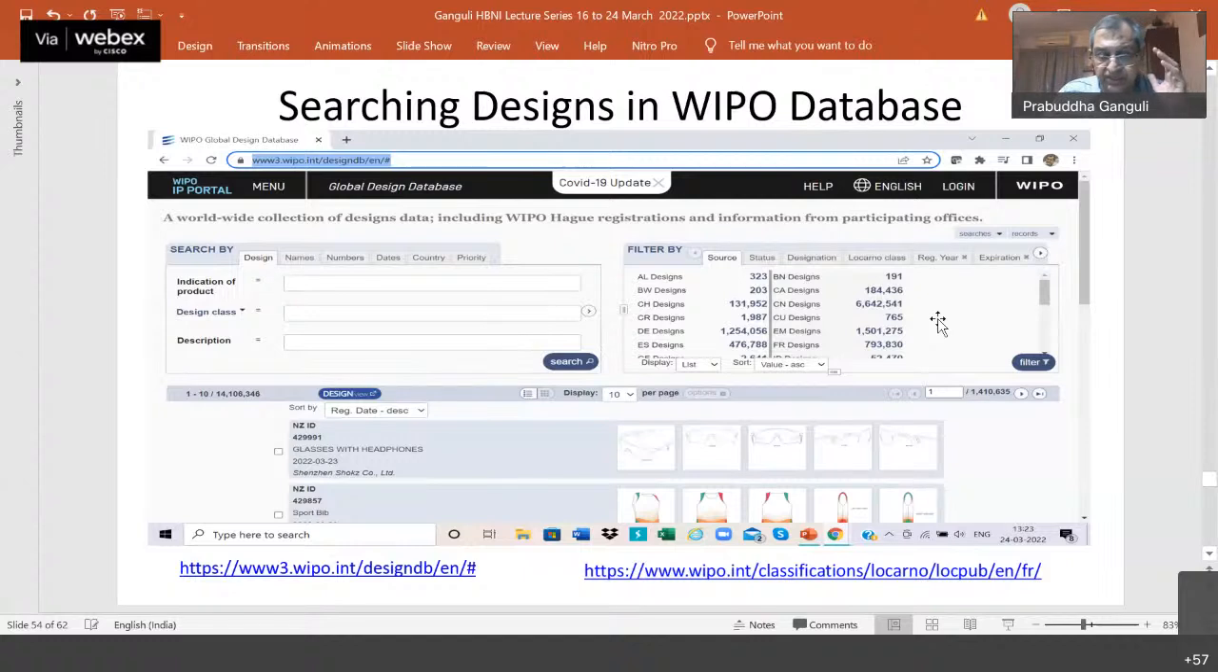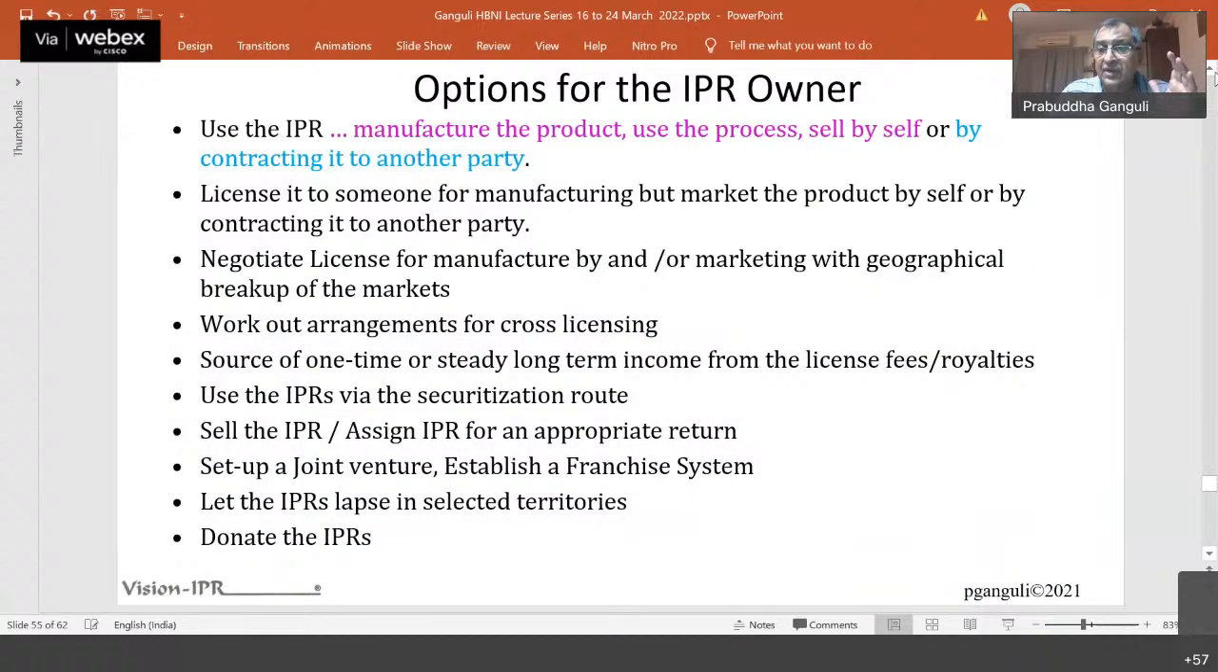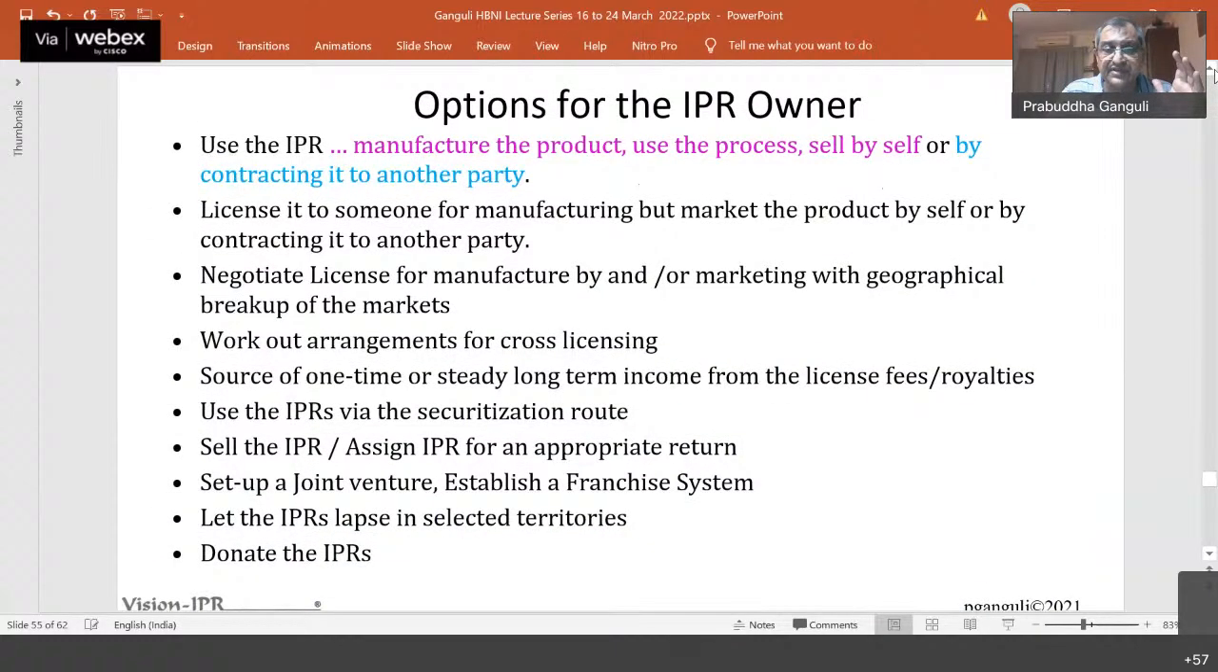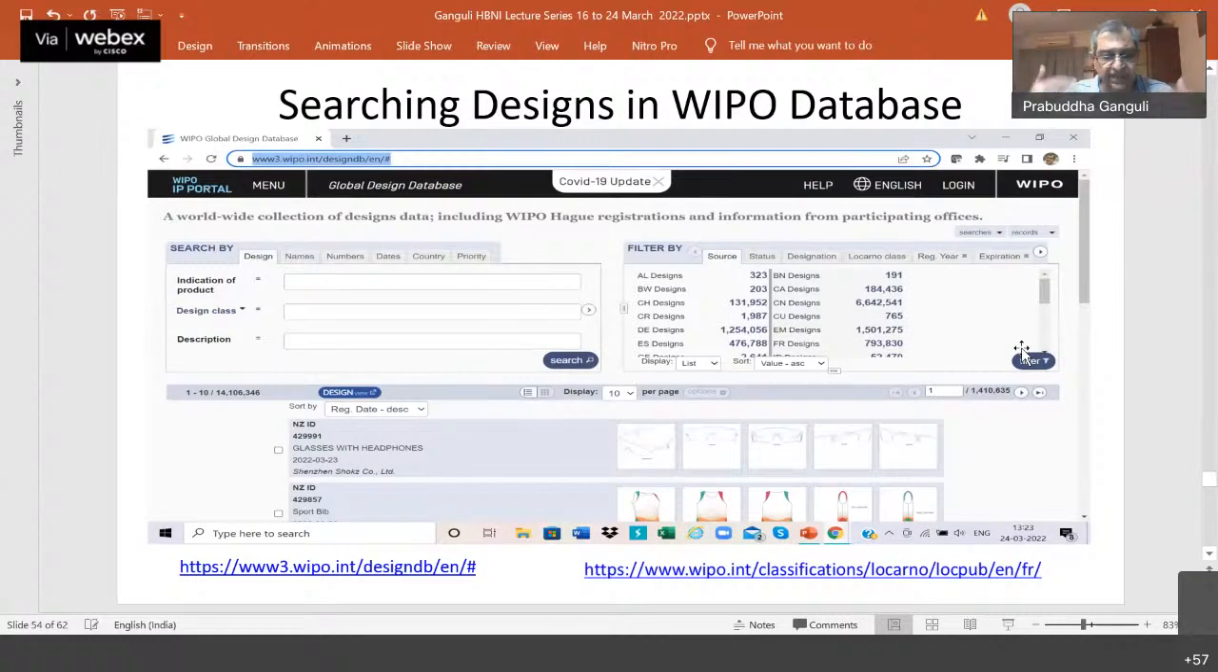We will come to that part next after this. So this is where we stand. Now, let us say I've done my research. I filed patents, I filed design registrations, I filed copyrights, I've got them. Let's assume I am the owner of all these intellectual property rights. What do I do with it?